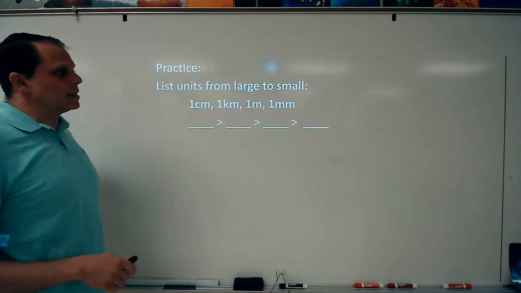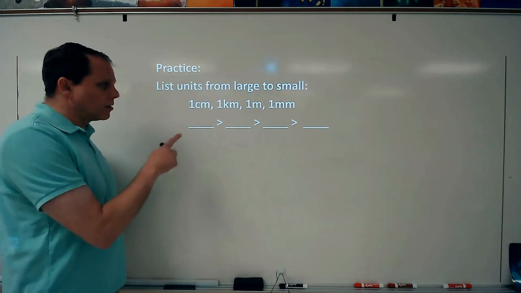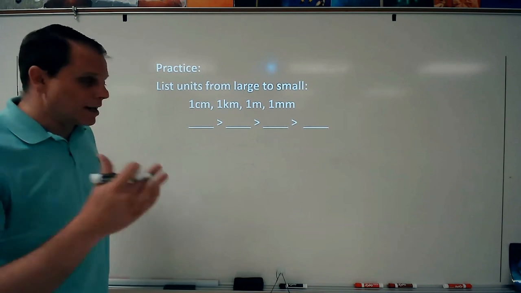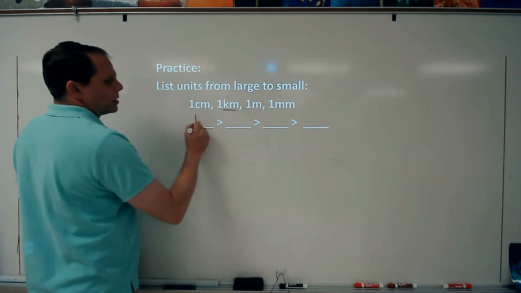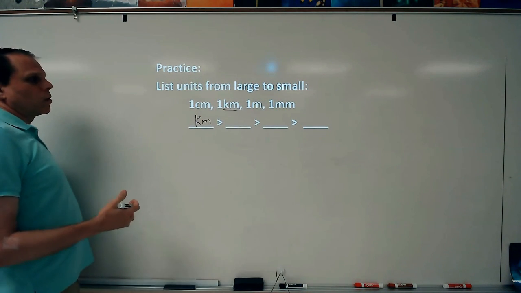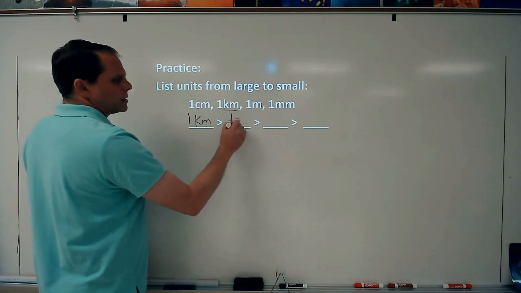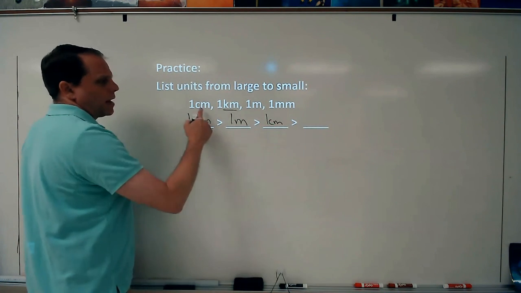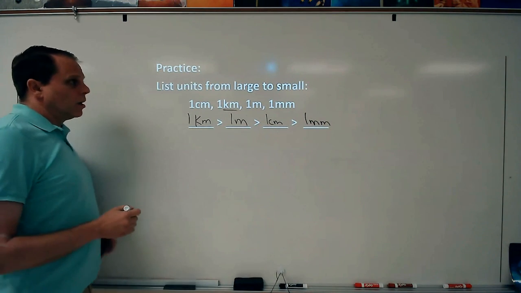Now, if we are trying to list these guys from large to small, hit pause on your video right now. Go ahead and try to figure it out yourself. I'll go ahead and start writing them in, and now you'll unpause. Once you get it done, you can check it out, right? So the largest has got to be over here. So the largest one is a kilometer. And they all have ones on them, so we don't have to worry about the number there. These are all quantities. So 1 kilometer is going to be larger than 1 meter. That's the next biggest one, which is then larger than 1 centimeter. And that's the smallest one, larger than 1 millimeter. Okay? So those are the units.